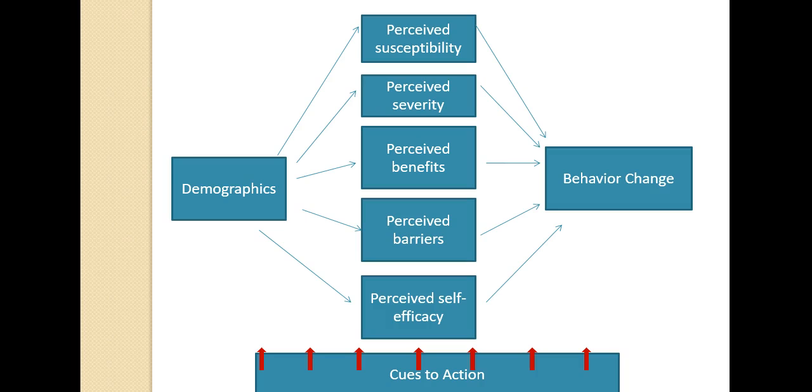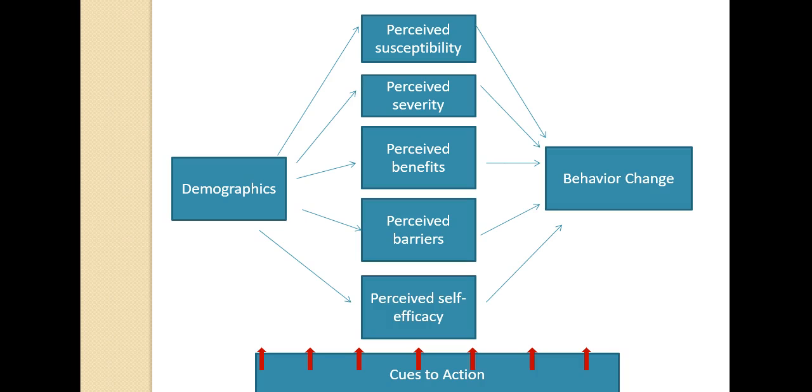Then there are perceived barriers, and again, this is what your population thinks is a barrier. If your population thinks that services are not available, even if they are, that's their perception, that's their reality. You then have to address that perception in order to make behavior change happen.